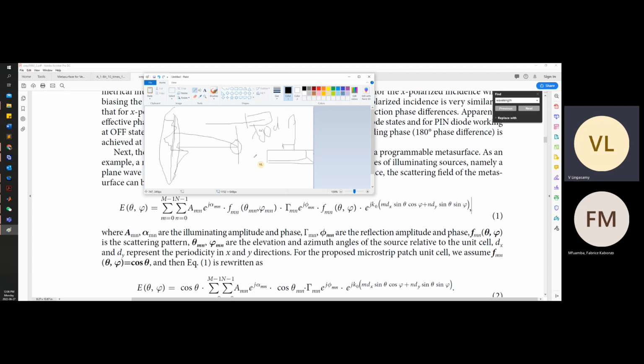How do we calculate lambda g? It will be lambda naught divided by the square root of epsilon r. So the velocity will go down by this value, because it depends upon the density of the medium, or the dielectric constant of the medium. The velocity will go down.